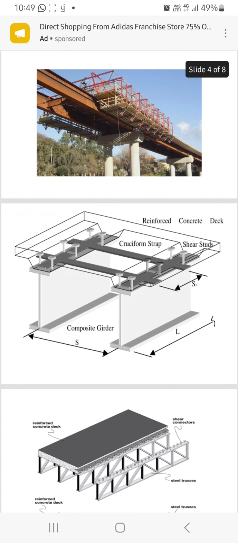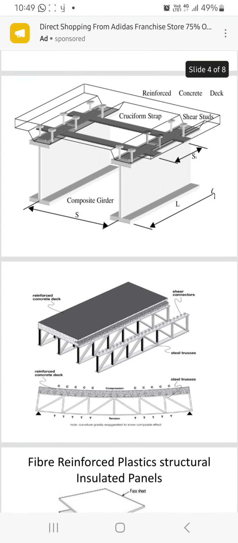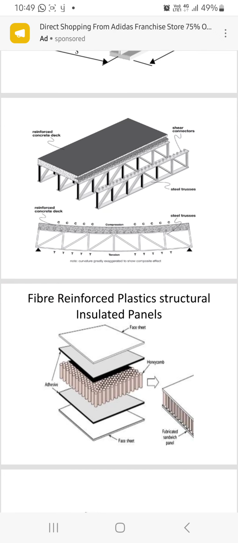So here you can see in this fourth slide, that is a composite girder. That means the concrete structure is there, okay, and over that the steel structure which is provided as a bridge deck. The bridge deck we provide as a steel structure, and that steel concrete composite bridge deck will form. After that, next is the insulated panels.